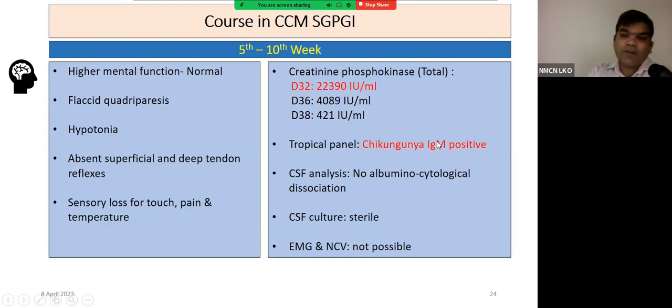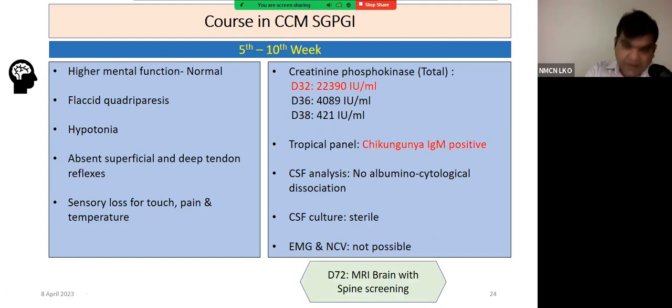During the tropical workup, the patient was found to be chikungunya IgM positive. CSF analysis was done, which showed no albuminocytological dissociation. CSF culture was sterile. However, EMG and nerve conduction velocity testing was not possible due to generalized edema and hemodynamic instability. But there was continued flaccid quadriparesis and absent reflexes.